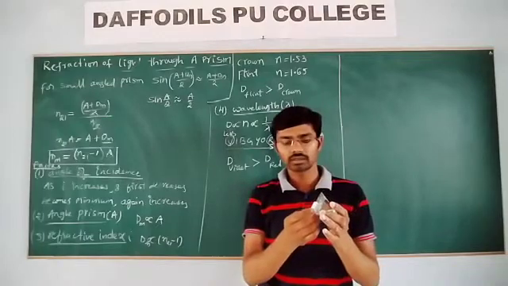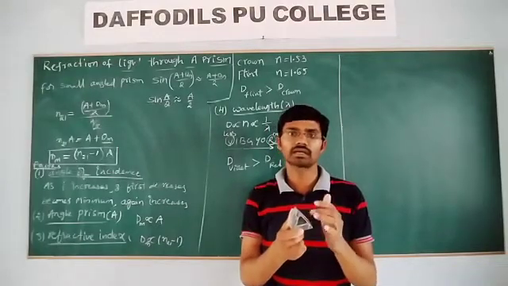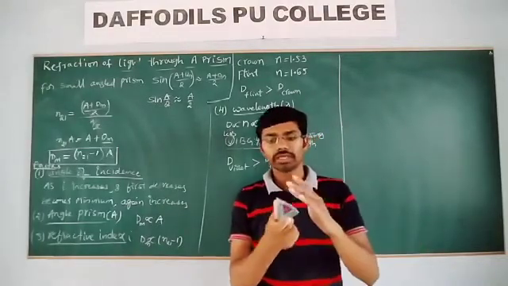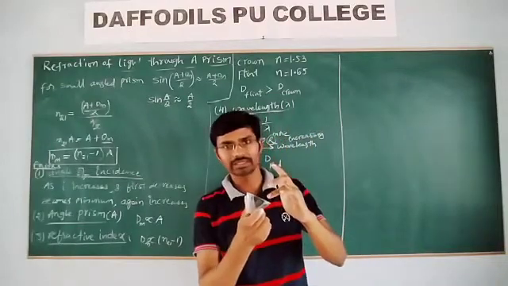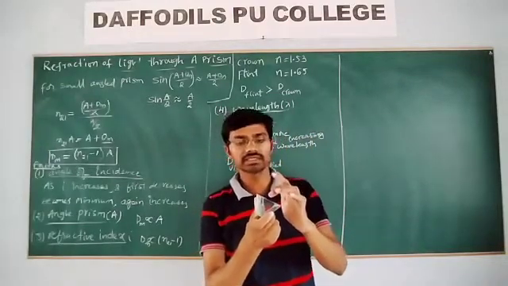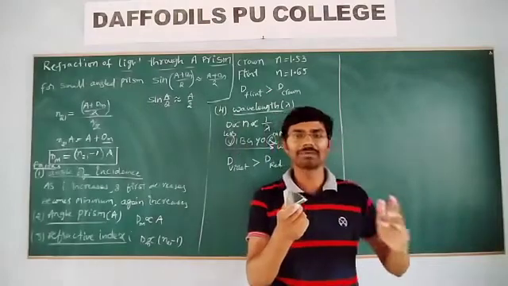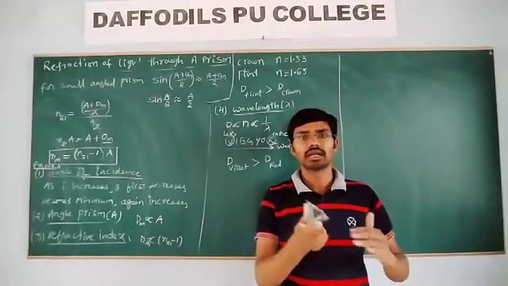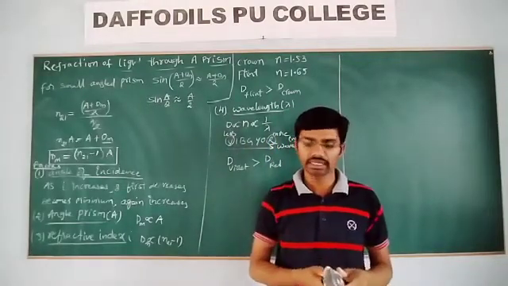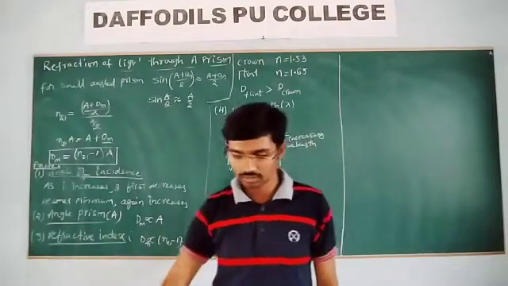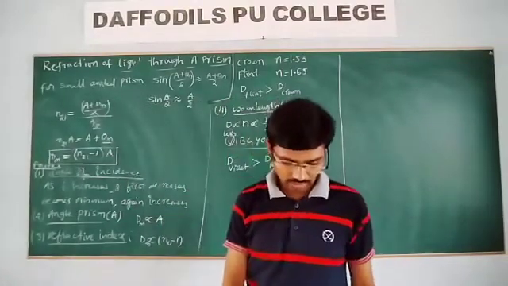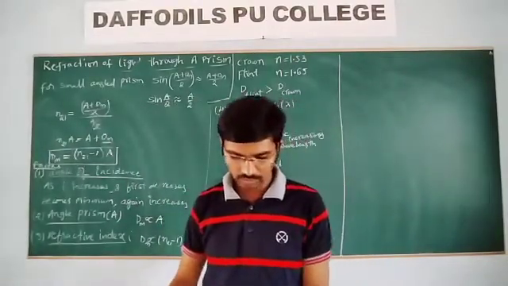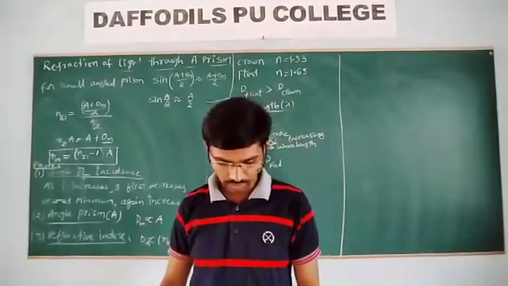When it is incident in that case, what would be the conditions? What would be the condition for no emergence? What would be the conditions for grazing emergence? These things we will discuss in the next class. And let us see some questions regarding deviation.